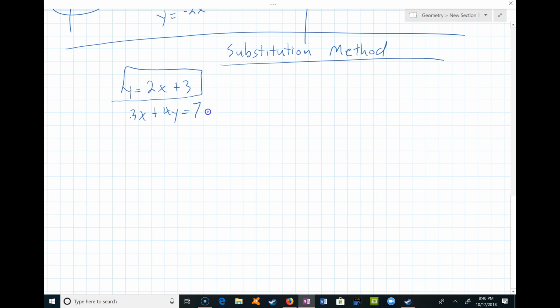So what I'm going to do is take this equation and rewrite it as 3x plus 4 times something equals 7. The reason I leave a big gap there is because I'm going to take out the y and replace it with what this equation says y is. Since this equation says y is equal to 2x plus 3, I'm taking out that y and putting in a 2x plus 3. Because again, this equation says that's what y is.